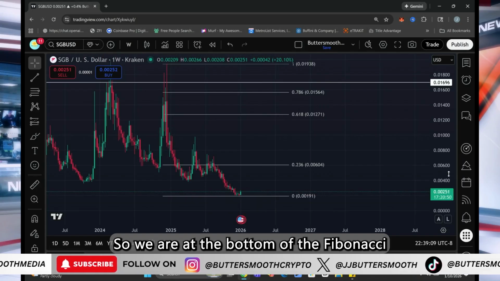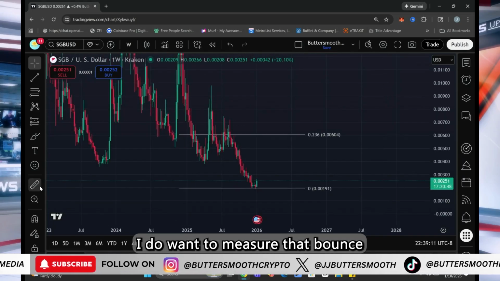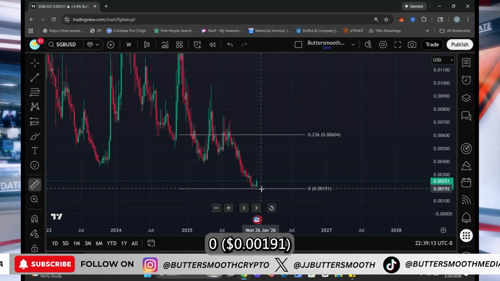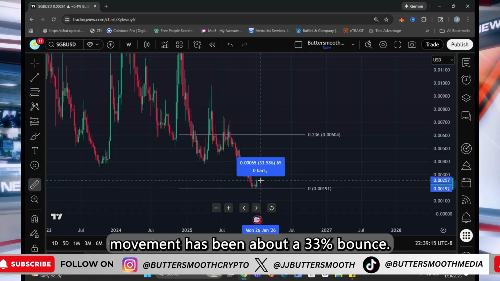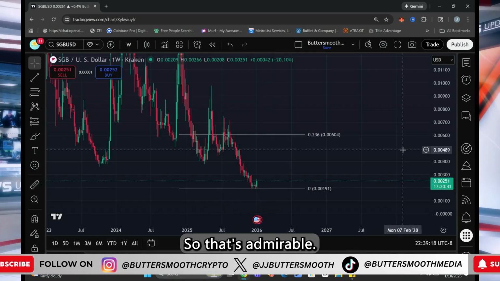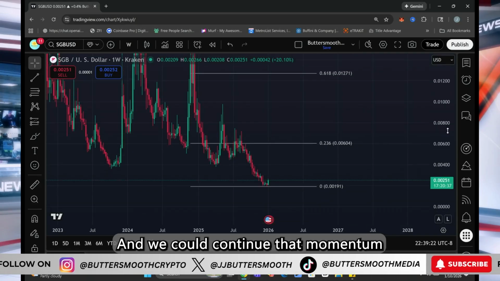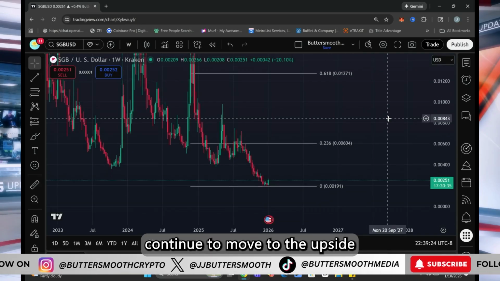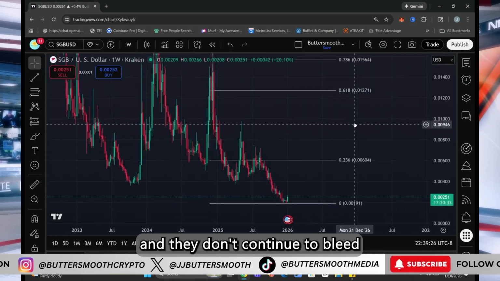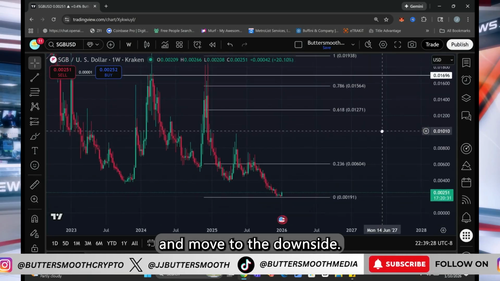So we are at the bottom of the Fibonacci. Real quick, I do want to measure that bounce off of the zero movement. It has been about a 33% bounce. So that's admirable. That's a good bounce off of the zero movement. And we could continue that momentum as long as altcoins continue to move to the upside and they don't continue to bleed and move to the downside.